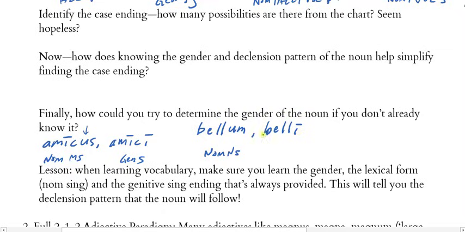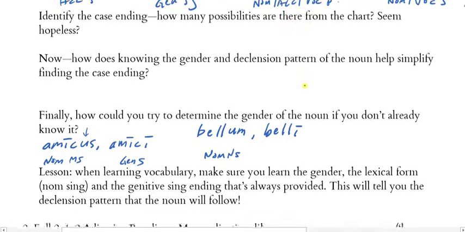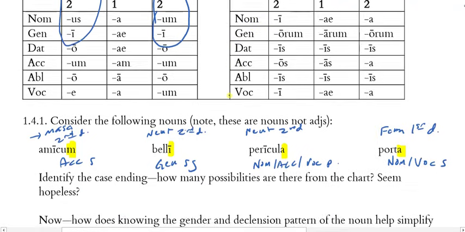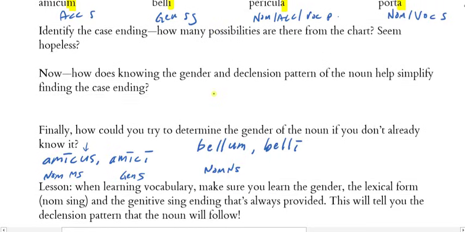So what gender is a noun that ends with um and has a genitive singular I? Well, that's neuter in which declension pattern? That's neuter in the second declension pattern. Okay, so that is very helpful.